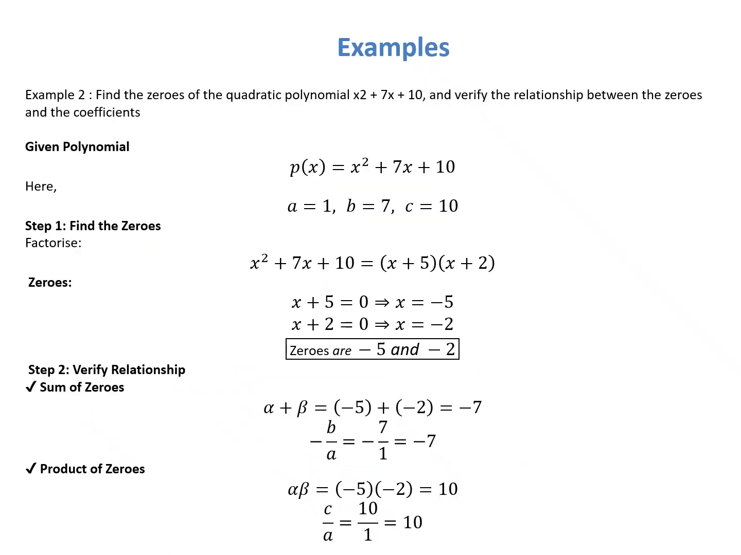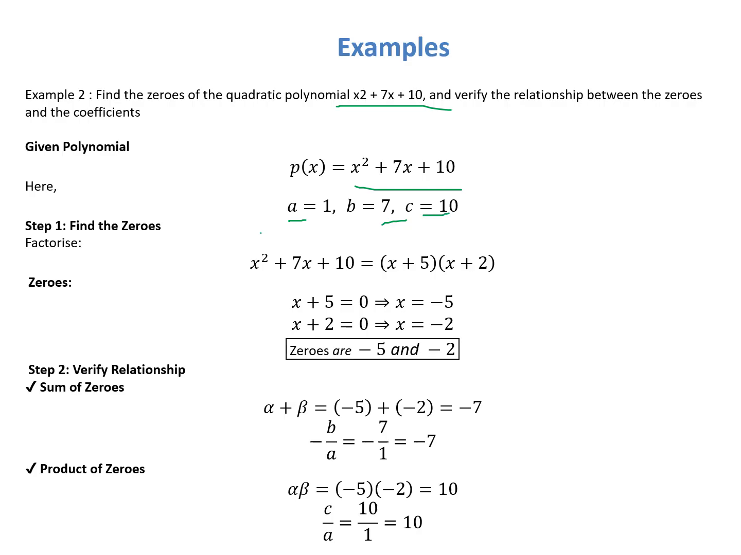Okay, now we'll try to resolve some examples and understand some of the practical aspects of the sum of the zeros and the product of the zeros. So we'll go through each example. Find the zeros of a quadratic polynomial. We are given a quadratic polynomial, we have to find the zeros, and then we have to develop the relationship. So here the coefficient of x square is 1, the coefficient of x is 7, and the constant is c. So a is equal to 1, b is equal to 7, c is equal to 10.